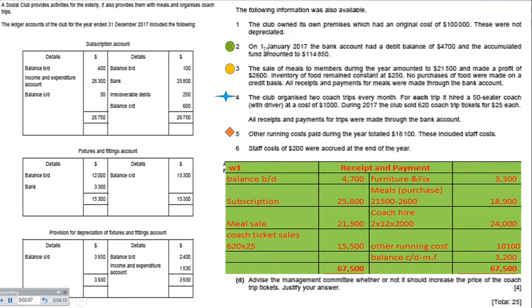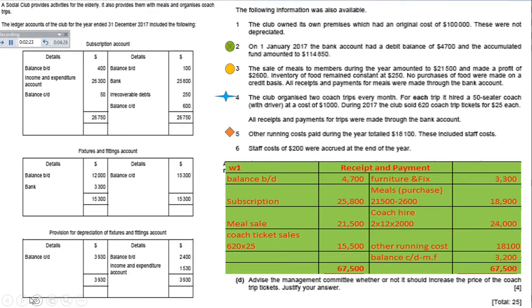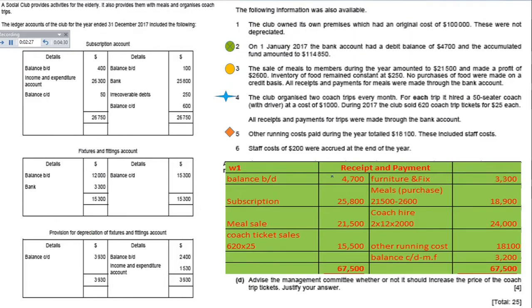So here it is saying on 4th Jan 2017, the bank account had a debit balance of 4700, meaning the opening balance is 4700. So that's very simple. So that's understood. Okay, let me use a different color. So that's your 4700 here.